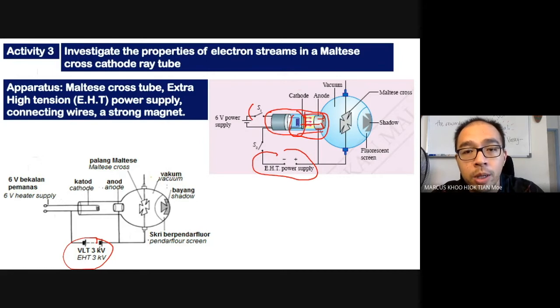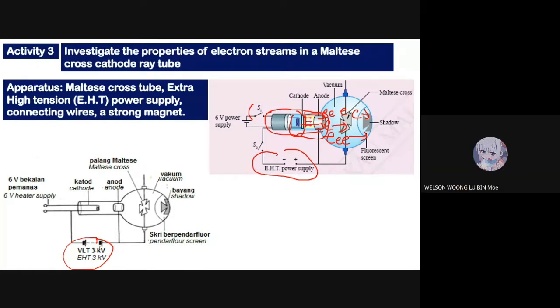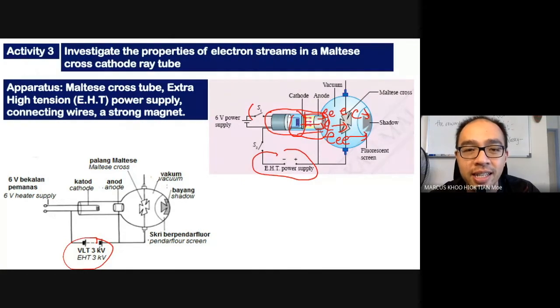But what do you think happens to the electrons that hit the Maltese cross tube? Anybody want to guess? The electrons that are, like here, of course they will hit the screen. But what happens to the electrons that hit the Maltese cross tube? The electrons stay at the cross. Okay, the electrons stay at the cross. I think that makes a lot of sense.